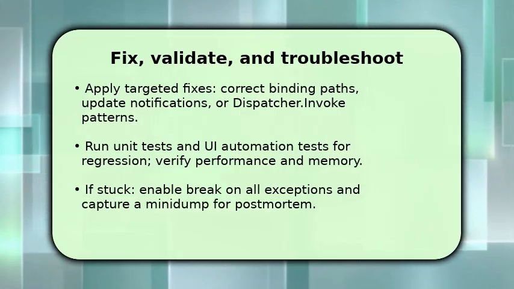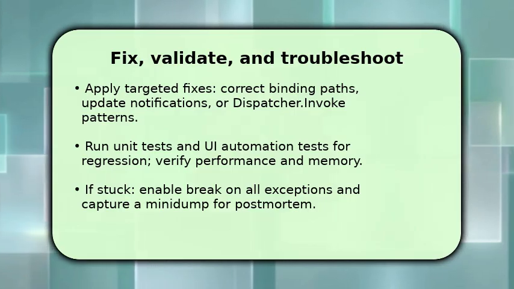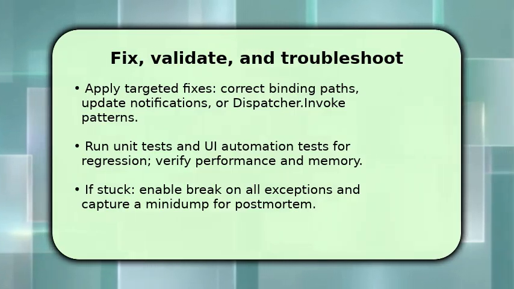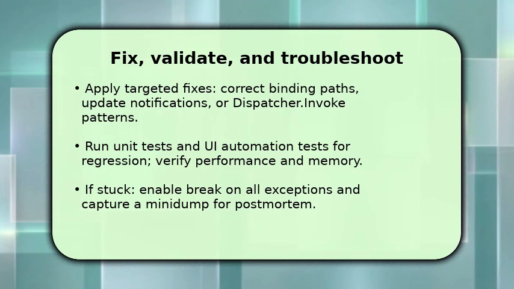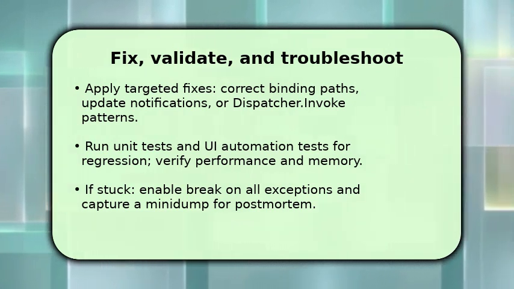If issues persist, break on all exceptions and capture a minidump. Then inspect threads, call stacks, and heap to find elusive state. One key tip: when nothing breaks in the debugger, a dump reveals hidden race conditions.